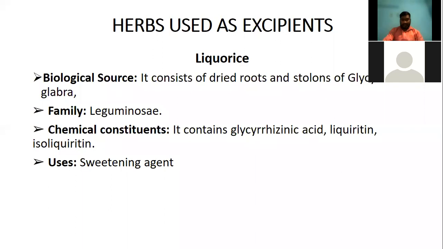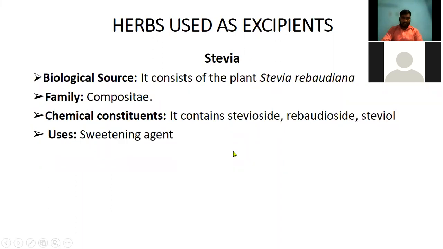Another example we will discuss is stevia. Stevia consists of the plant Stevia rebaudiana, which belongs to family Compositae. It contains stevioside, rebaudiosides and steviols. These are some of the chemical constituents that may be contained in stevia, and it is used as a sweetening agent.